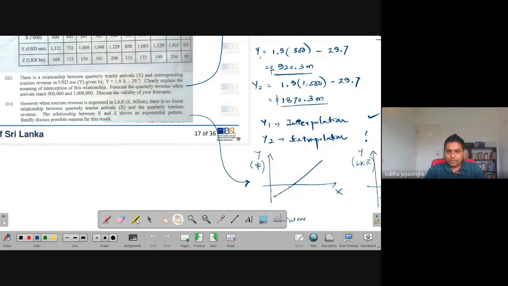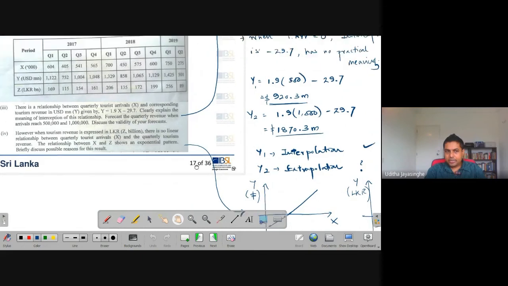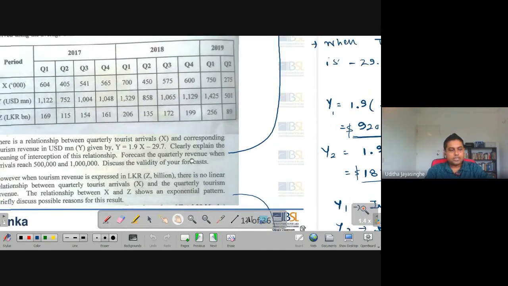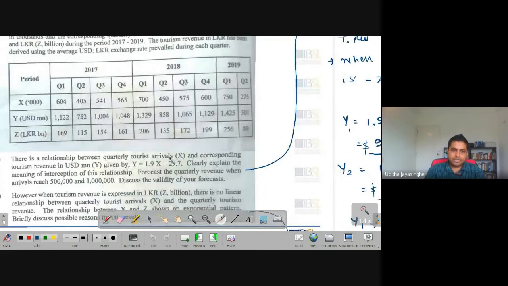Now this is a very trivial point in the interpretation of this last part. The examiner wants to discuss the validity of your forecasts. This is what I told you at the beginning. Now this y1 point, if you really look into it, what is the point that we used here? 500. Now take a peek at the values used here: 604, 400, 500, 700. What's the range? The range is the minimum and maximum number. I see a 400, 405 here and a 750 here.